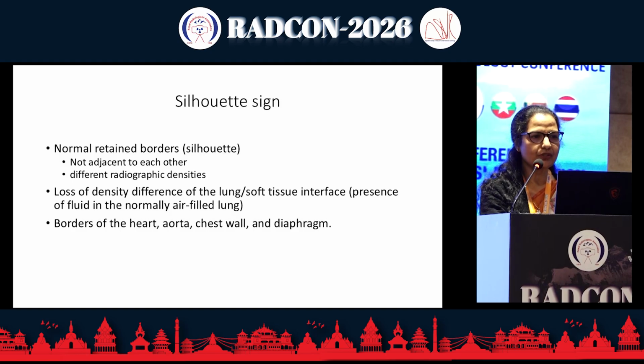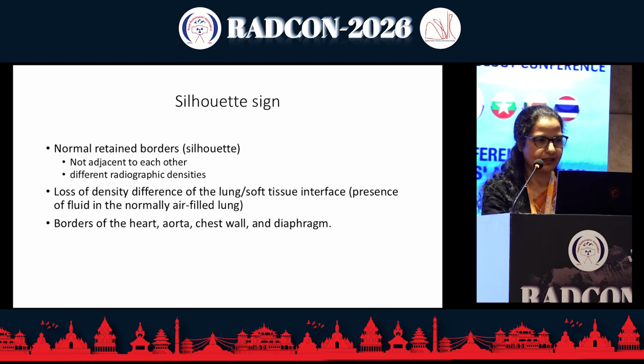The first and foremost is the silhouette sign. Because the lung contains different densities, we are able to see the borders of the heart, aorta, chest wall and diaphragm very well because of the air in the lung and the surrounding soft tissues. When there is loss of density differences between the lung and soft tissue, then there is loss of silhouette.